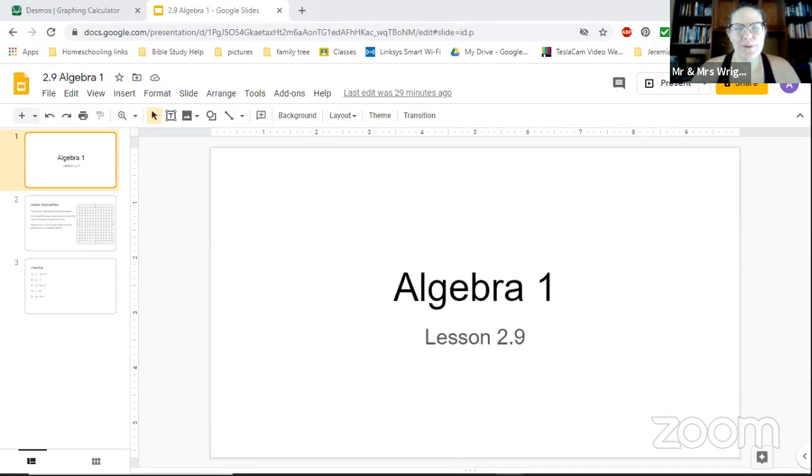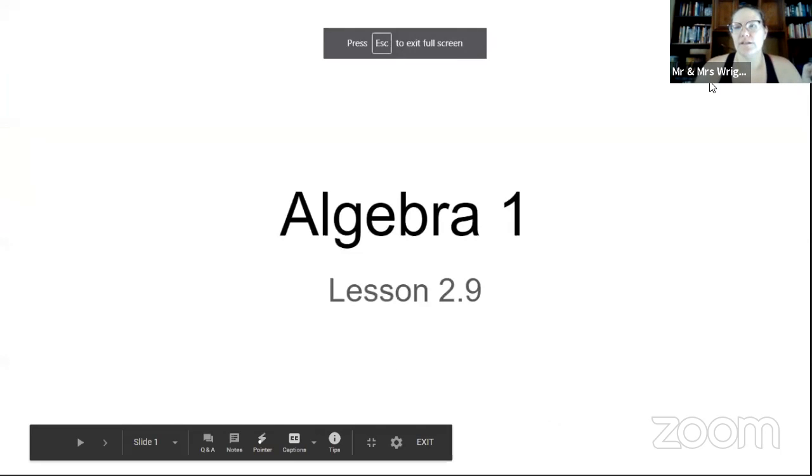Hello, welcome back. This is Algebra 1, Lesson 2.9, also known as Module 2, Page 9. We are today going to talk about linear inequalities. And so, what is a linear inequality?